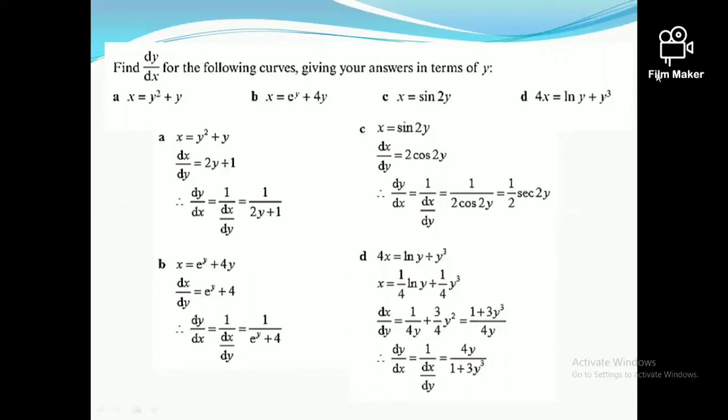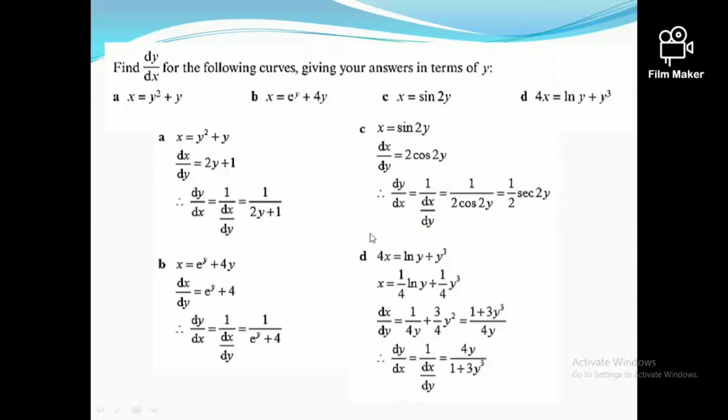Then, if you come up with x equals sine 2y, we can find dx by dy. If you differentiate sine 2y, what is that answer? That is cos 2y, then differentiation of 2y is 2. That turns into 2 cos 2y. Then dy by dx is 1 over dx by dy. That is 1 over 2 cos 2y. That turns into 1 over 2 times sec 2y, since 1 over cos 2y is sec 2y. Other than that, you can write 1 over 2 cos 2y over here.